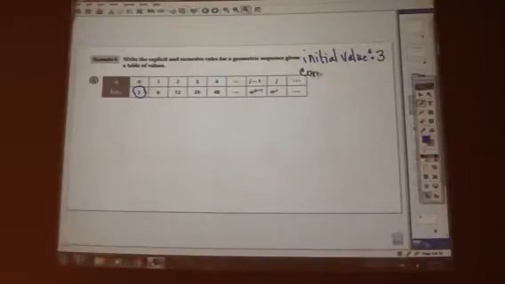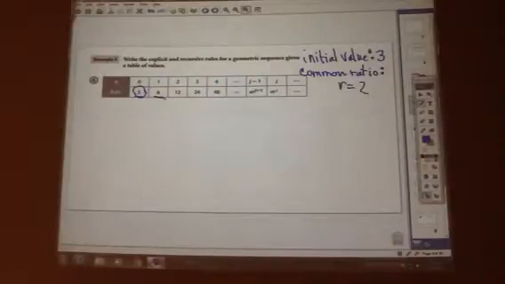Then we're going to write the common ratio, which is the R value. You're going to get the R value by taking one of these and dividing by the one to the left of it. So what would 6 divided by 3 be? 2. Or you can pick any of them.